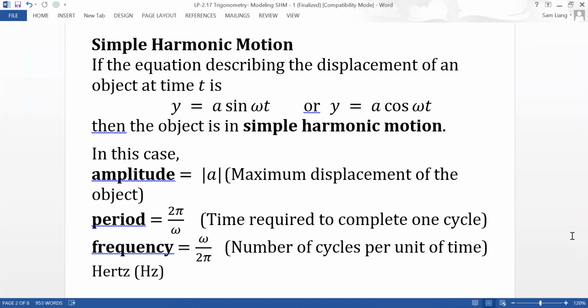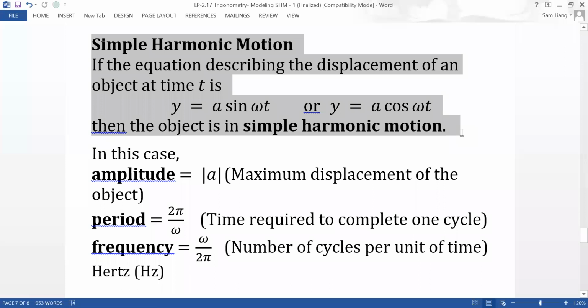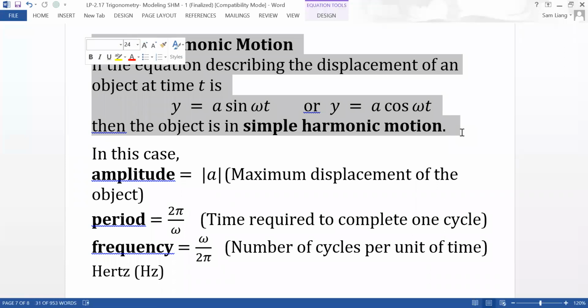All right. Can someone read this first part here? So you can just unmute yourself and just read it. Simple harmonic motion. If the equation describing the displacement of an object at time t is y equals a sine omega t, or y equals a cosine omega t, then the object is in simple harmonic motion. All right, thank you.